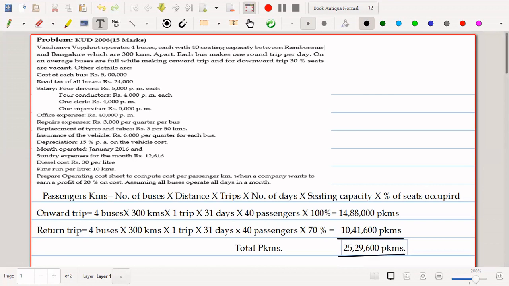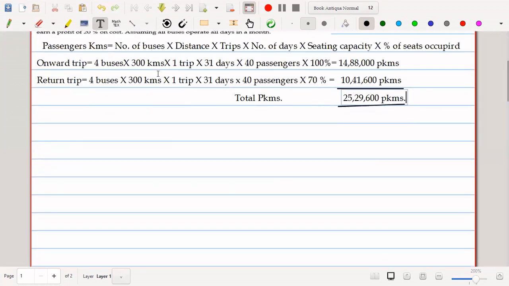Now let's do some working notes which we require here. Let's go for working notes one by one. So first let's calculate kilometers run. First one is kilometers run by the buses.